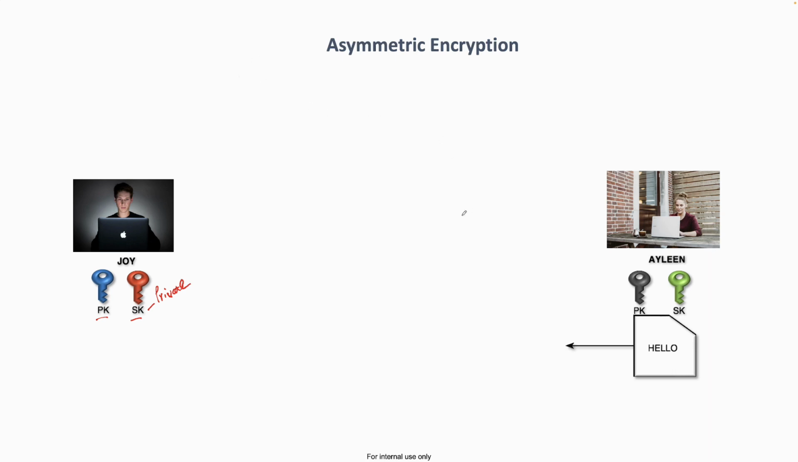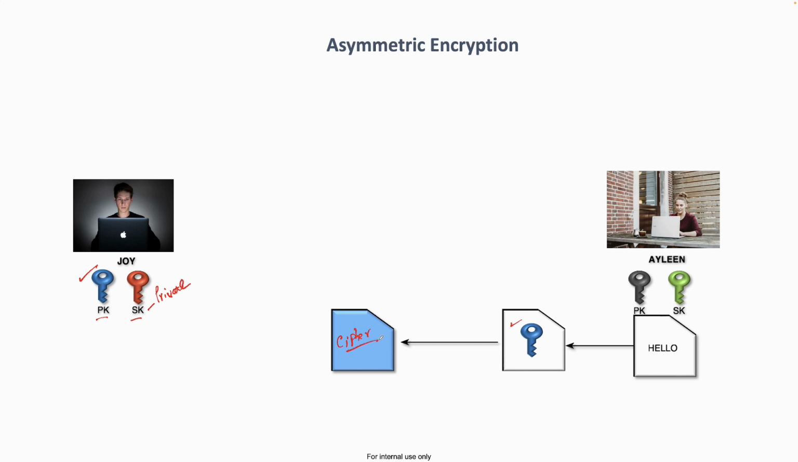So Aileen this time tries to send a message, hello, to Joy, right? Now we know that Aileen shouldn't be sending the message as original text. What would she do? She would use Joy's public key and encrypt this message, right? Now you might ask, how does Aileen have Joy's public key? Yes, why not? Because Joy has distributed it freely to the entire world. So Aileen picks Joy's public key, encrypts the message, and what do you get? You get a ciphertext, right? So now we say that this is my ciphertext.